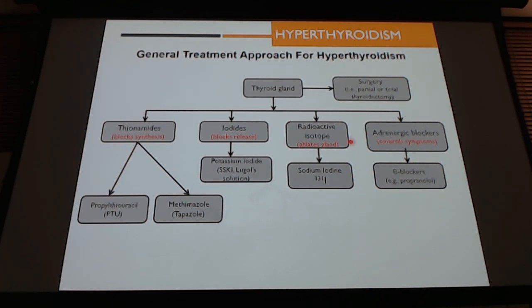Sometimes people are perfectly fine and it works and they're euthyroid, and then other times it may kill some of the thyroid but not all of it, and then they still end up on medication. Or we ablate the thyroid.